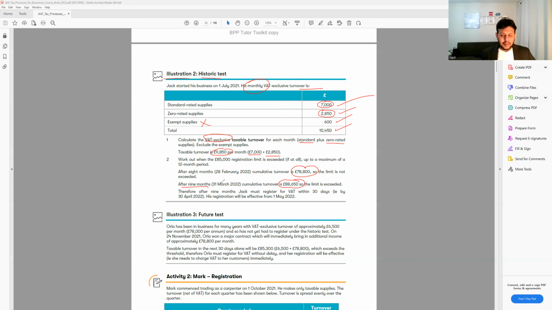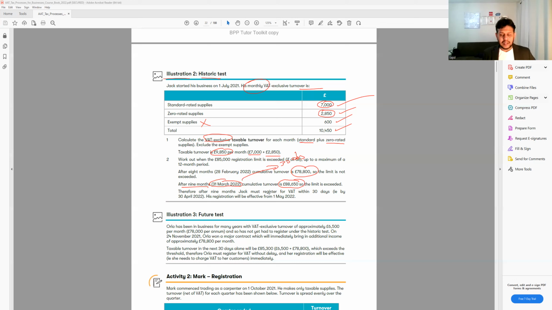That means when I'm in March, on the 31st of March, I reached the threshold. From the 31st of March, I have 30 days. Remember that. I have 30 days to tell HMRC that I have reached the threshold, so I need to register for VAT. So once I touch the threshold, from that month, I have another 30 days to tell HMRC. So if I reach the threshold on the 31st of March, then within the next 30 days, that means by the 30th of April.